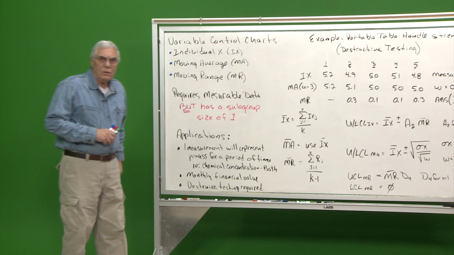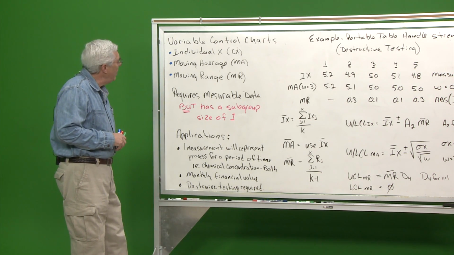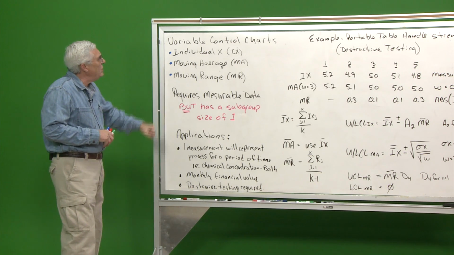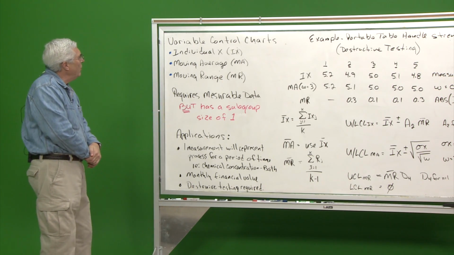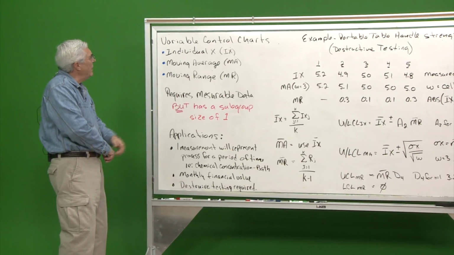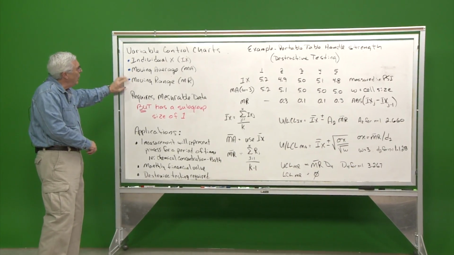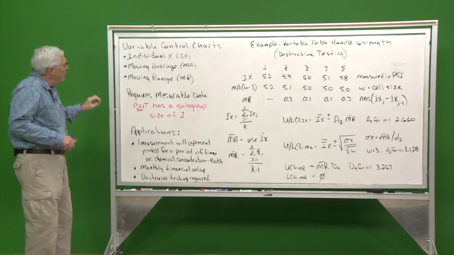This is the last video segment on variable control charts, and obviously this is a rather unique situation. What we're looking at here actually are three charts in one. It's the individual X, the moving average, and the moving range. I'm coming back to those in just a minute.